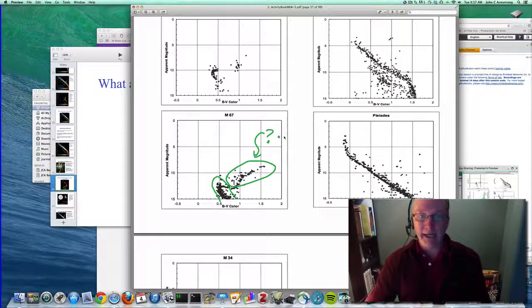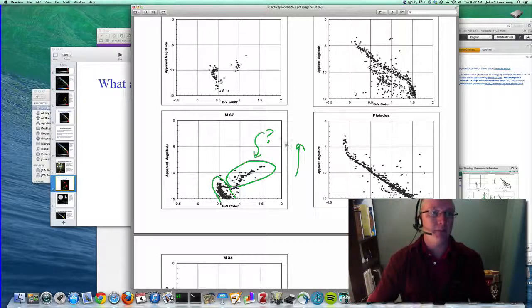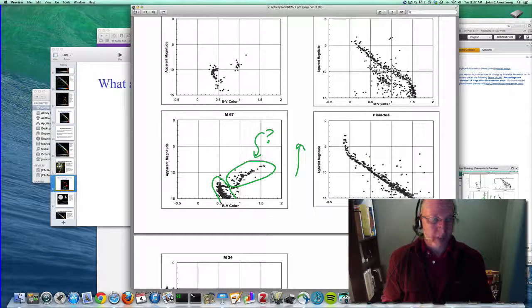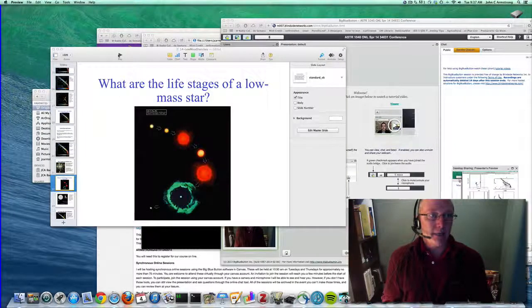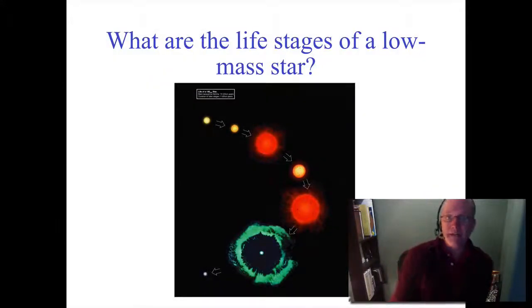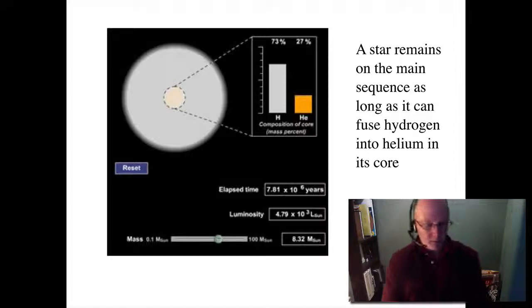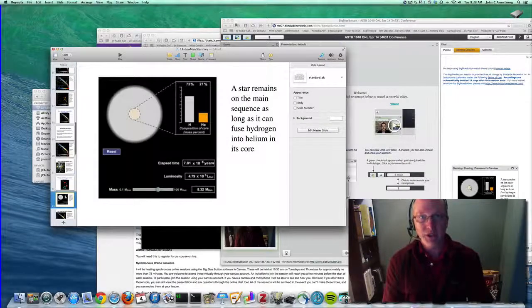Now, you can already guess what the names of these things are going to be. They're bigger than the main sequence, so I'm going to call them giants, and they're redder than the main sequence, so I'm going to call them red giants, right? So that's where these guys come from. The question is, what are they, and how do we get them? So let's talk about the life cycle of a low-mass star. I'll pull up a little simulation here.